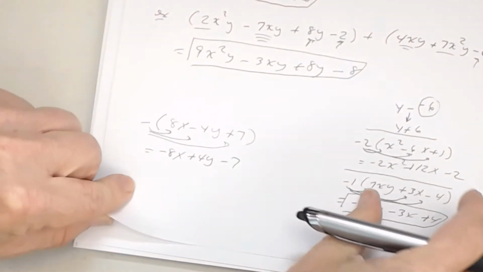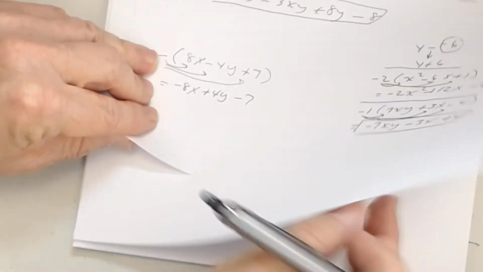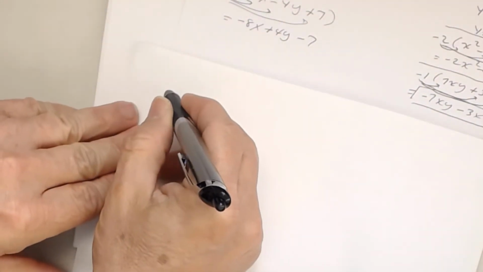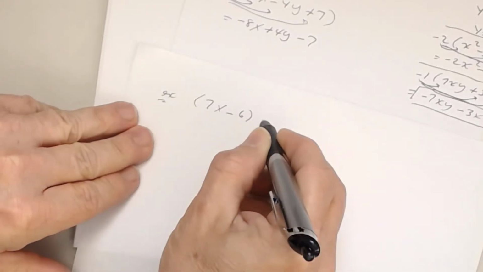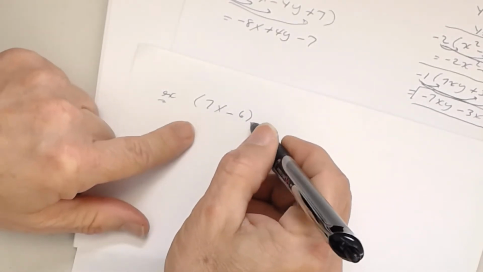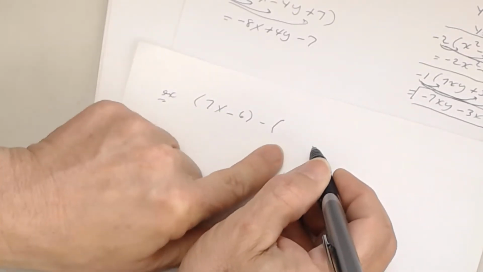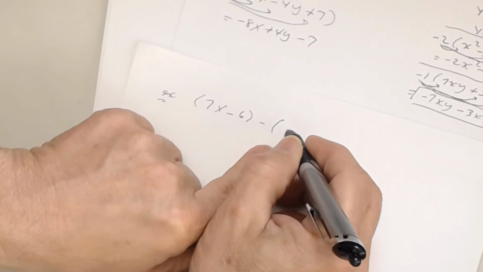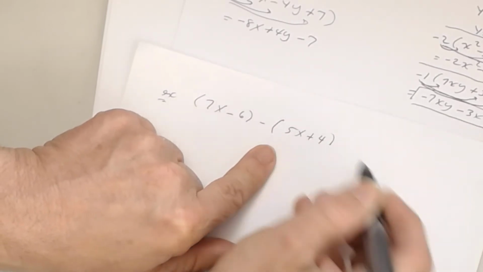All right. Now let's look at this. Now we're going to talk about subtracting polynomials. So we know how to add. Let's talk about subtraction. So let's suppose we had 7x minus 6. That's my first polynomial. That's a binomial. And I'm subtracting this polynomial. And let's say that polynomial was 5x plus 4.